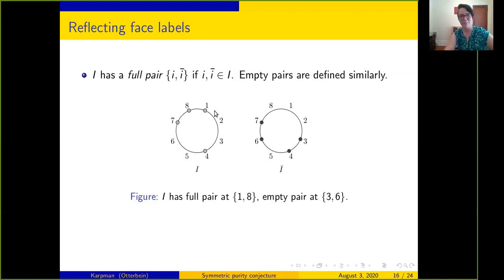So the idea is, again, I'm pairing integers with their opposites as I reflect these diagrams vertically. So in this case, I'm looking at integers 1 through 8, and I'm going to pair up 1 with 8, 2 with 7, and so on. So you have a full pair in a face label if you have both an integer and its partner. So here we have a full pair at 1, 8. Here we have a full pair at 3, 6. And then empty pairs are analogous to that, right? We have an empty pair at 3, 6, and an empty pair at 1, 8.